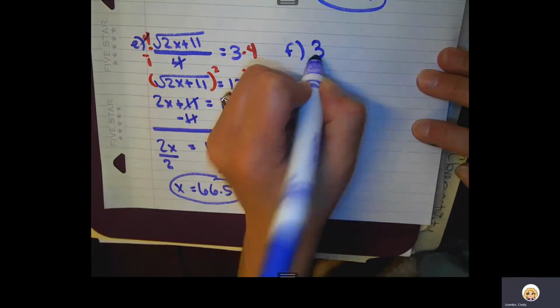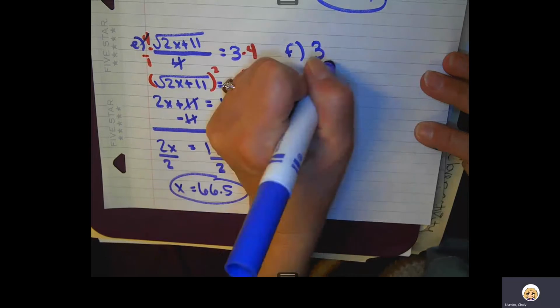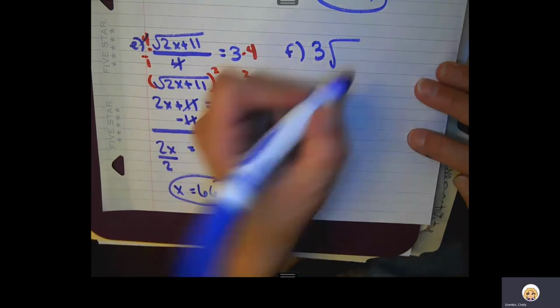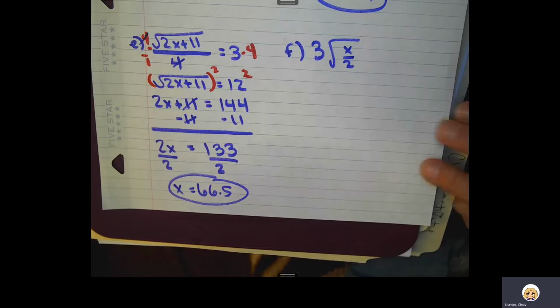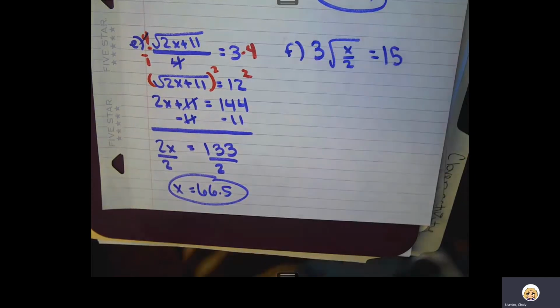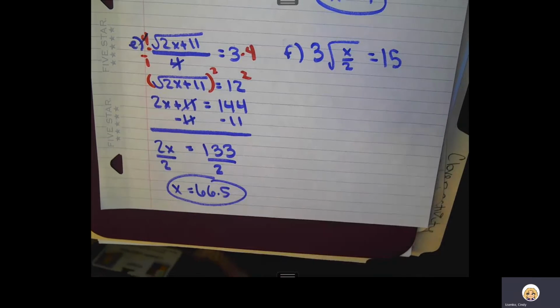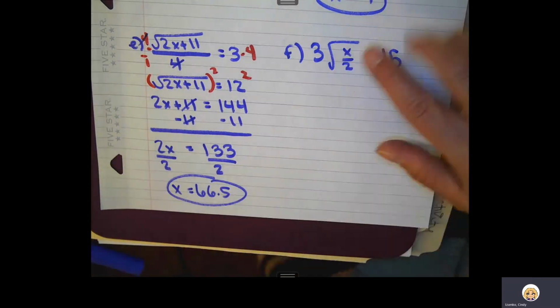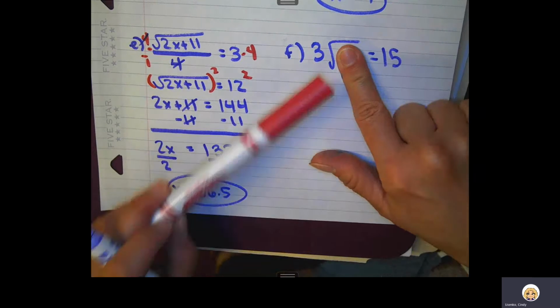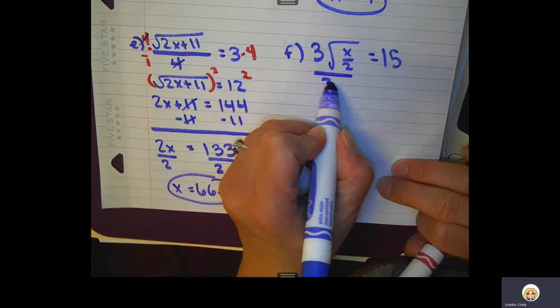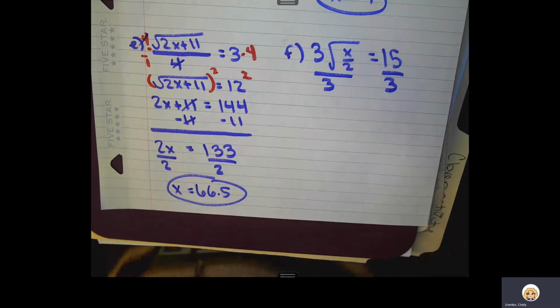Write 3, and then you're going to make a really long radical, because under the radical, we're going to put x over 2. And then next to that, a 15. Looks complicated, but it's not too bad. We need to get the radical alone. Well, we can ignore the inside for a minute. Notice there's a 3 attached to it. So to get rid of the 3, we can divide both sides by 3.